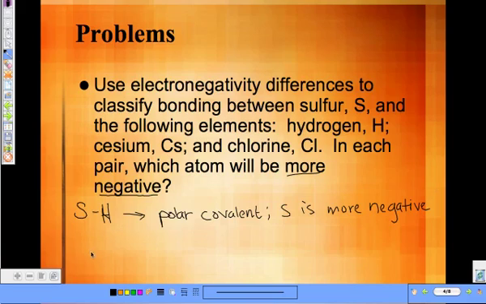Okay, and then the next one is sulfur and cesium. And sulfur is 2.5. What's cesium? 0.7. So what's our difference? 1.8. So what kind of bond would it be? Ionic. And which one's more negative?